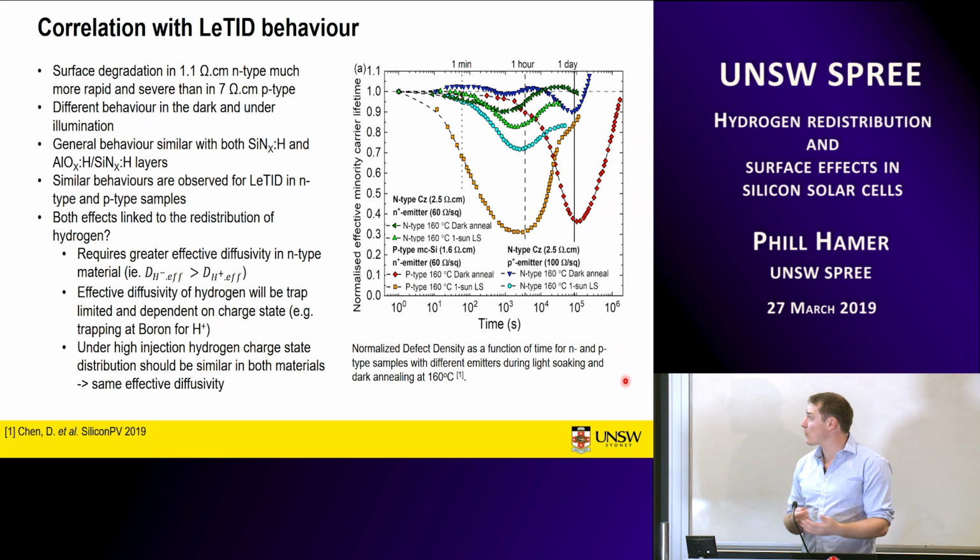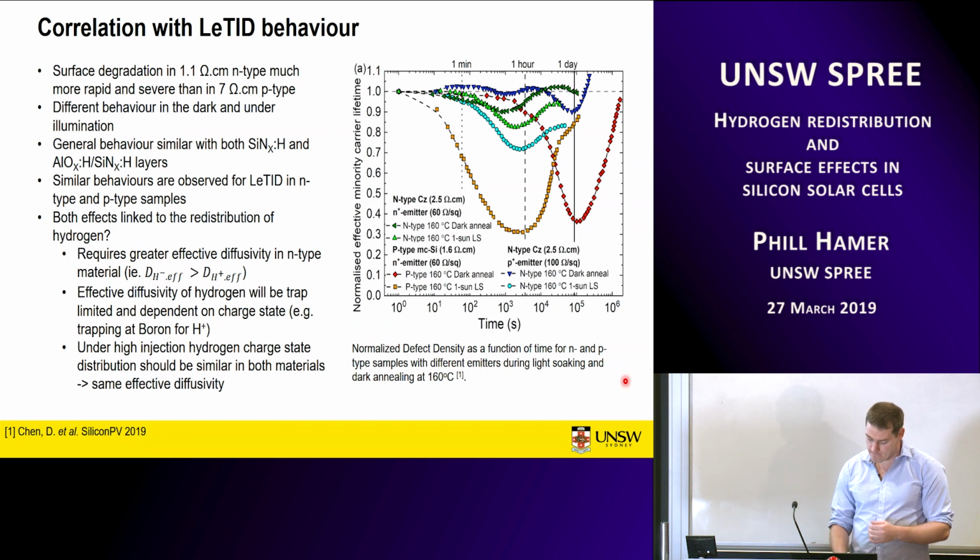There are well-known traps for H plus, whereas the traps known for H minus are generally shallower traps, so might lead to a more rapid diffusivity. But that's one of the areas we actually want to investigate. The behaviour of hydrogen in N-type silicon is not well known, and it's something we'd really like to investigate once we get some deuterated dielectric layers and we can see it.